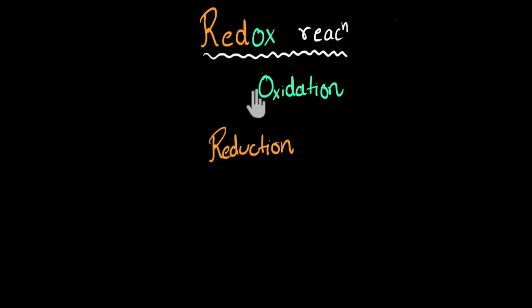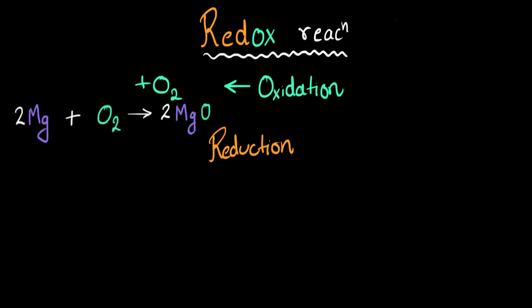So in oxidation, oxygen gets added to a substance. Oxygen addition is called oxidation. And I have an example of that. Here in this example, oxygen is getting added to magnesium and we get magnesium oxide.